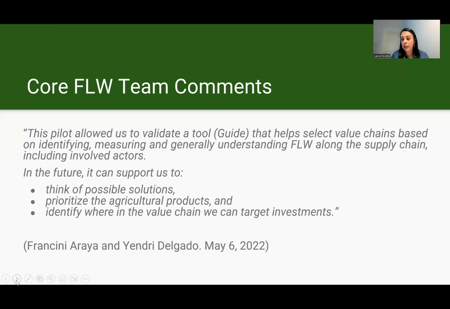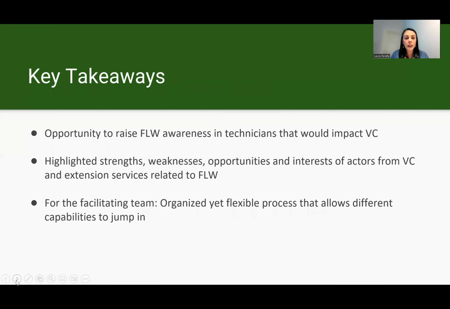And as key takeaways from our team, we definitely understand that this guide is an opportunity to raise food losses and waste awareness, both in technicians and in the farmers in the field. It was a chance to highlight strengths, weaknesses, opportunities, and interests from the different actors of the value chain. And it was a very organized but flexible tool in order to start studying food losses and waste more in-depth. I finish here with this section, and I hand the floor to Paige.